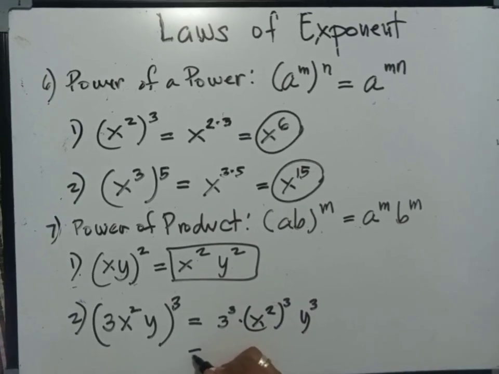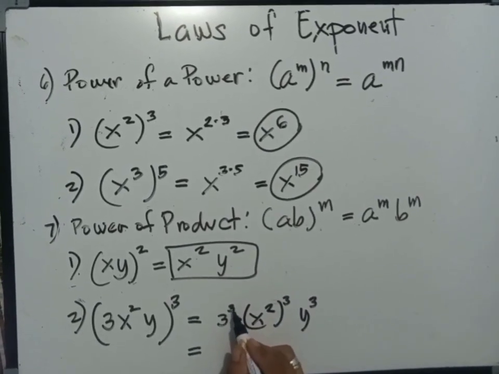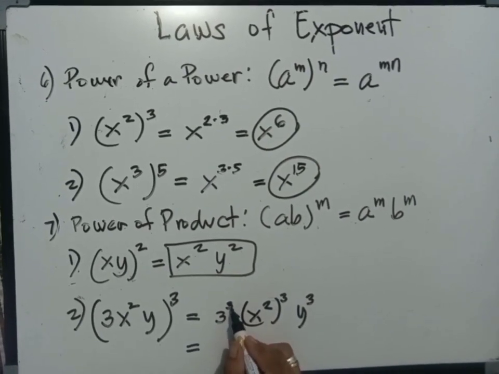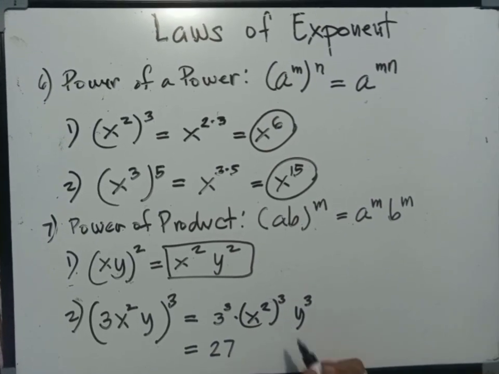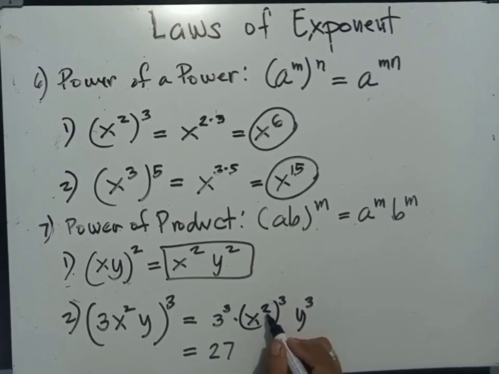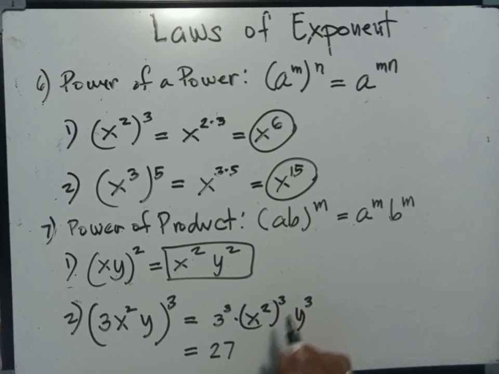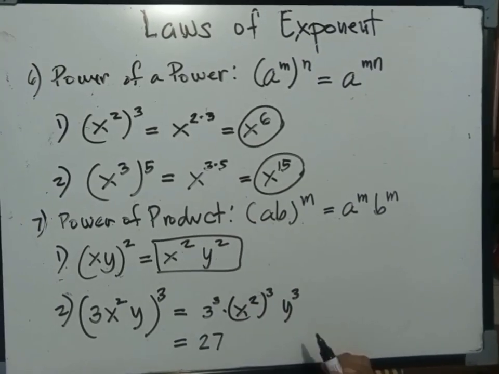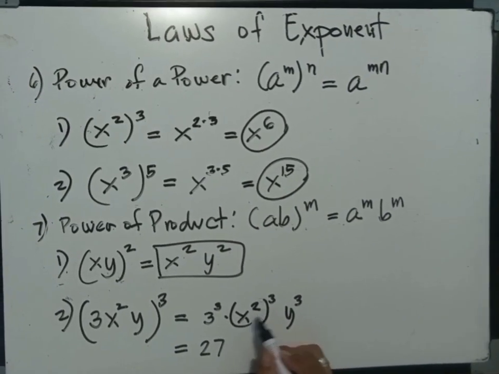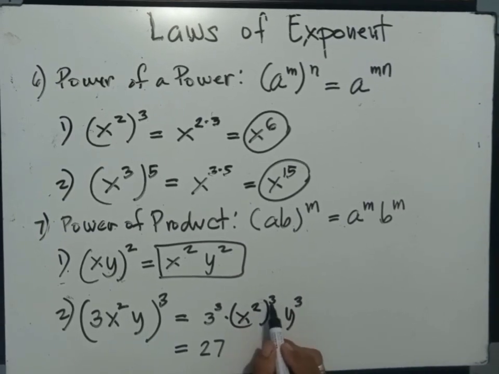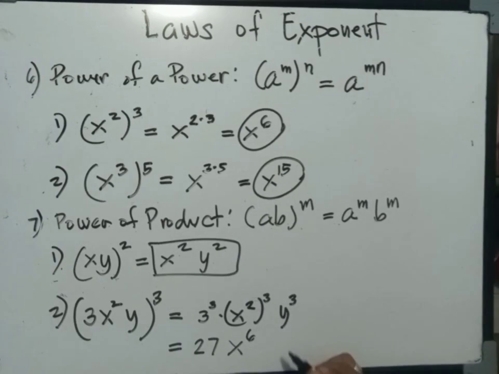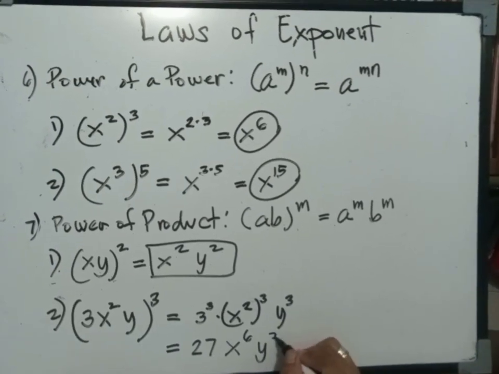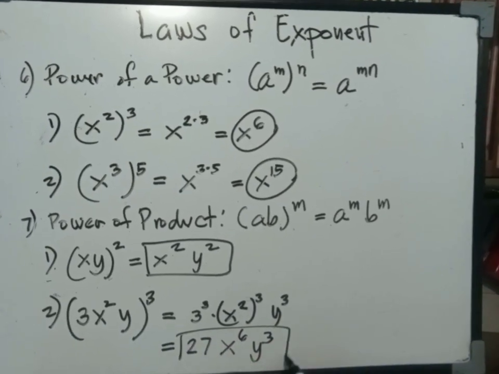Then simplify. 3 cubed means 3 times 3 times 3. And that is 27. And the quantity of x squared to the third power, sabi natin kanina, power of a power, i-multiply lang natin ng exponents. 2 times 3, 6. That will be x to the 6th power. Then copy y cubed. That will be our final answer.